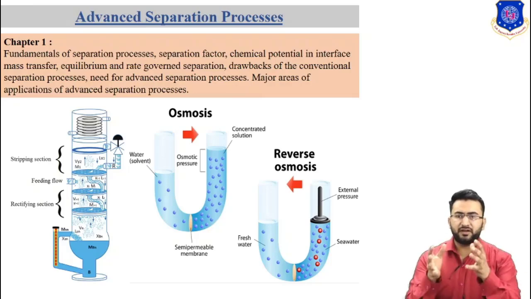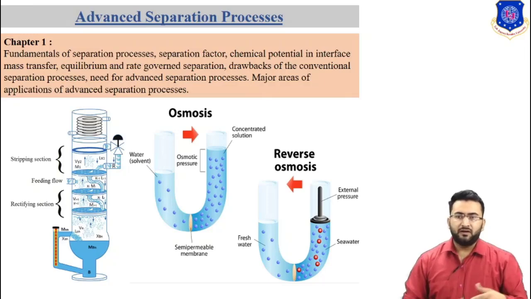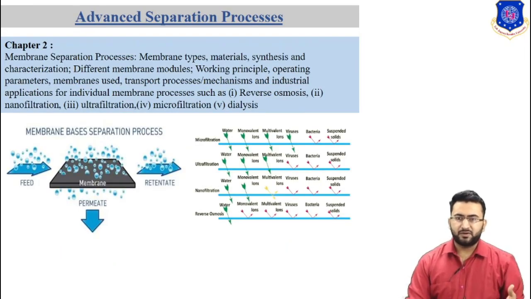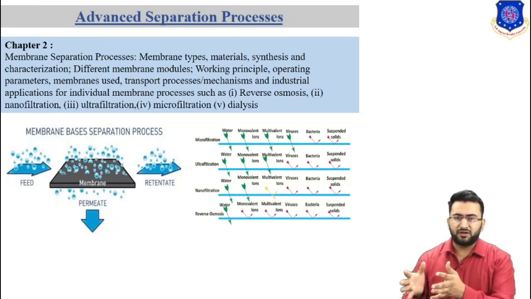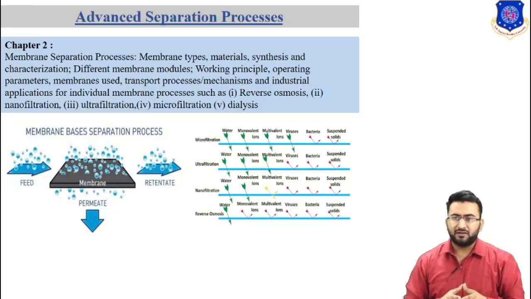There are various major areas for advanced separation process such as wastewater treatment and other processes. Now let's talk about the second chapter. In the second chapter, we'll talk about the various types of membrane separation process, membrane types, membrane material, synthesis and characterization of membrane, different membrane modules, working principle, operating parameters, membrane used for transport process, mechanism of industrial application for individual membrane processes such as reverse osmosis, nanofiltration, ultrafiltration, microfiltration and dialysis.